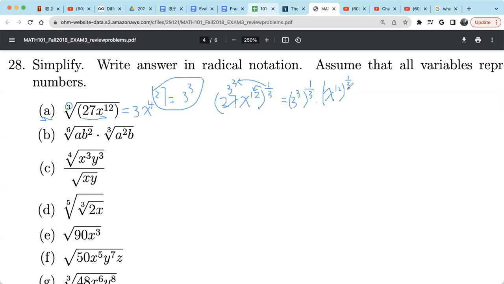So when the base has 2 layers of exponents, we multiply those 2 exponents. So we multiply 3 with 1/3, we multiply 12 with 1/3. 3 times 1/3 is just 1. So 3 raised to 1. We don't bother to write the 1 as the exponent of 3. Just by default, 3 is 3 raised to 1. The x raised to 12 times 1/3, which is 12 divided by 3, it's x raised to 4.